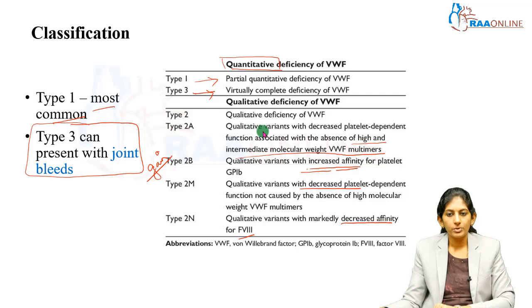In 2A, high and intermediate molecular weight VWF multimers are absent. Type 2B is a gain of function mutation. Von Willebrand factors have an increased affinity for platelets through their GP1B receptor. Type 2M, platelet dependent interaction is less. Type 2N, decreased affinity for factor 8.